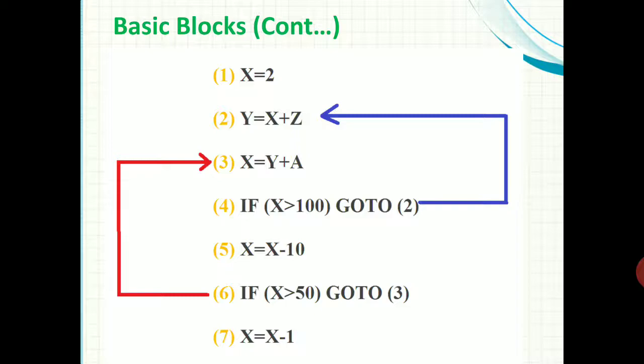That is, we are identifying the basic block here. Then we come to the general conclusion that the first instruction of a particular set of code is always the first statement of a basic block. That is, the first statement is x equal to 2. That is the first instruction.